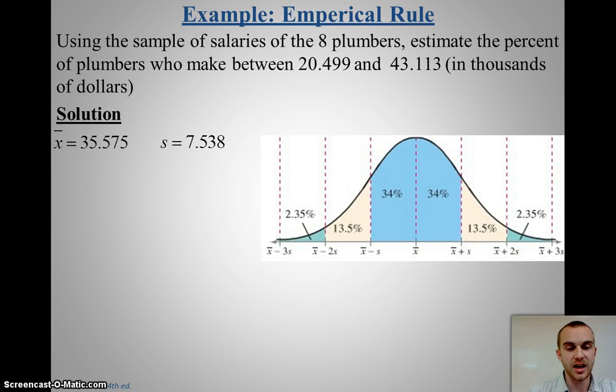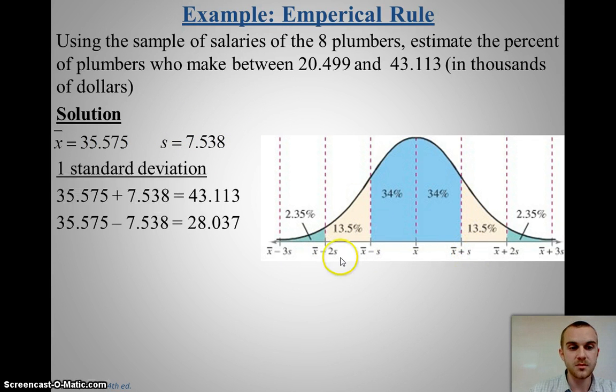was 35.575. That was one of the things I had to find. And I know that my sample standard deviation was 7.538. So I can first fill in the 35.575. And now I'm going to do plus and minus the 7.538 to get my first standard deviation. And I'll get 43.113 and 28.037. Now that's one value I want, so I'm going to mark that. That was one standard deviation above.